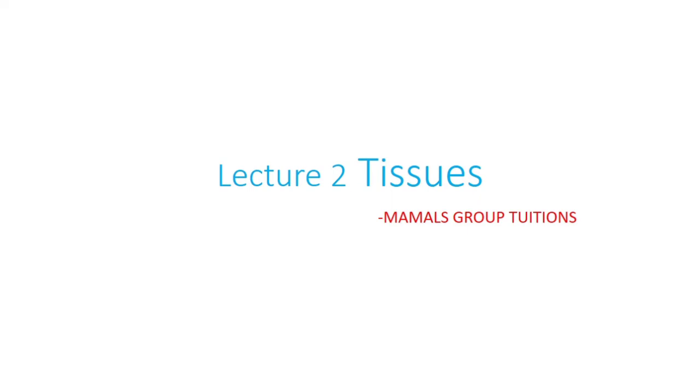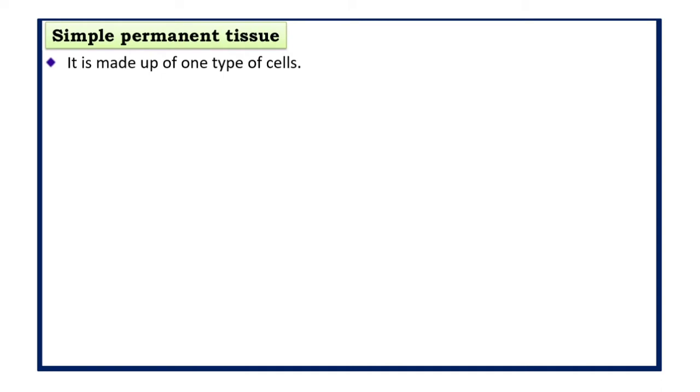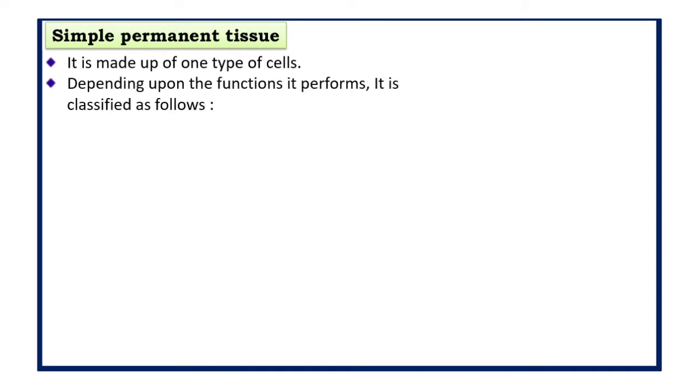The kind of permanent tissues, its types, and what is their role. The first is simple permanent tissue. As the name suggests, it is made up of only one type of cell. Now, a few layers of cells form the basic packing tissue. Depending on the function it performs, these tissues are classified as parenchyma.